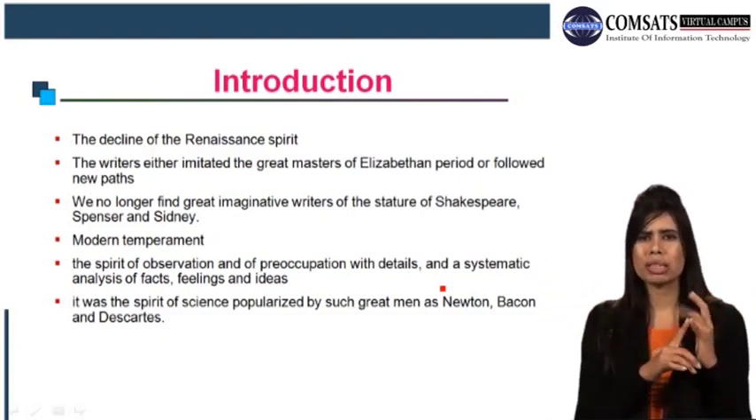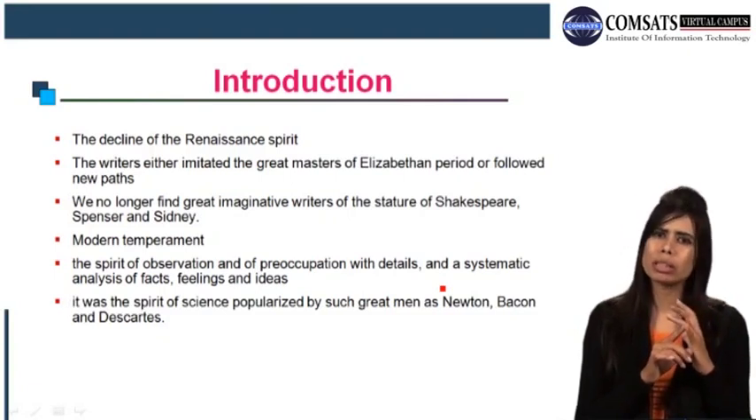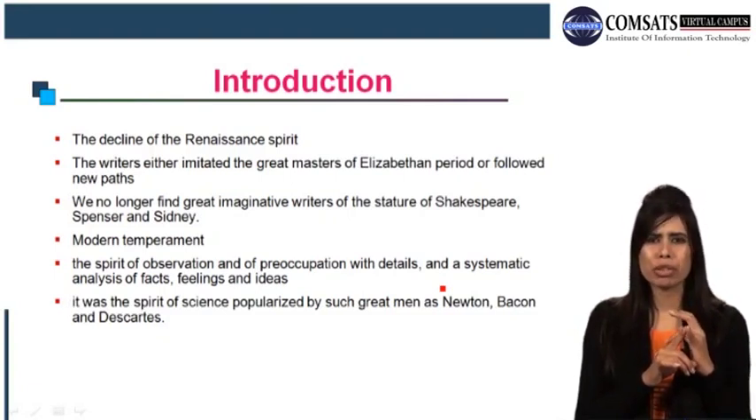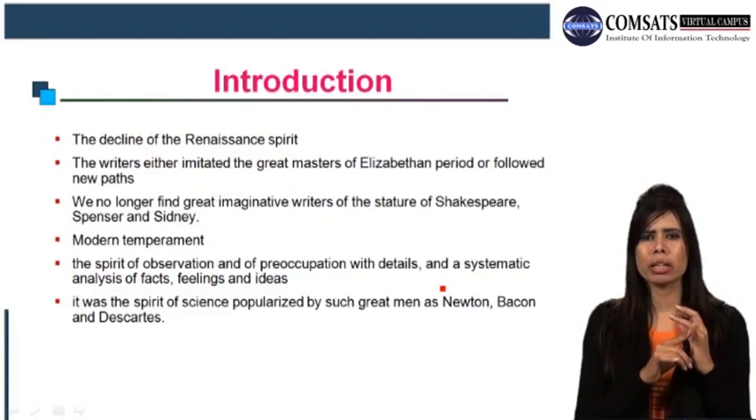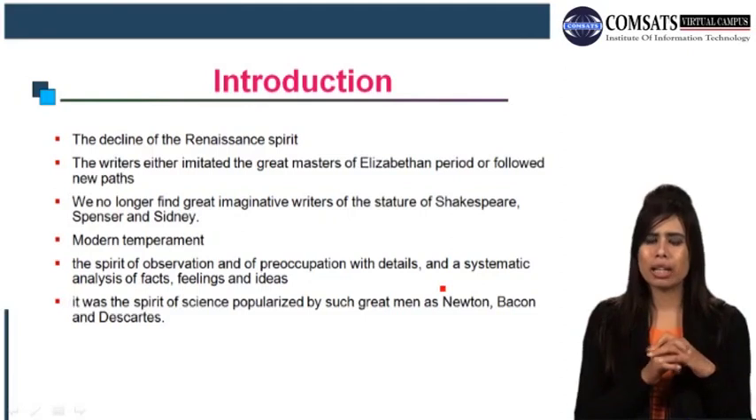My dear students, you can see we started from the Anglo-Saxon period, the very first period in the history of English literature. Then we went to the Anglo-Norman period, then the Renaissance period, and now this is the fourth period, known as the Puritan age or the 17th century literature as well.